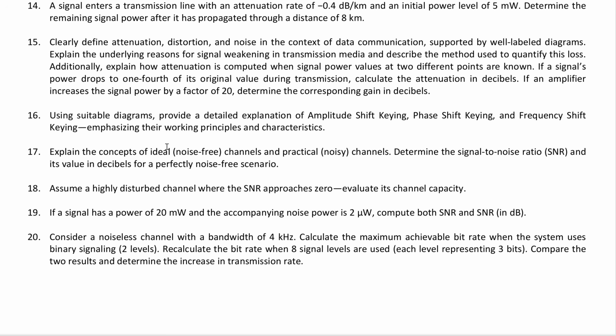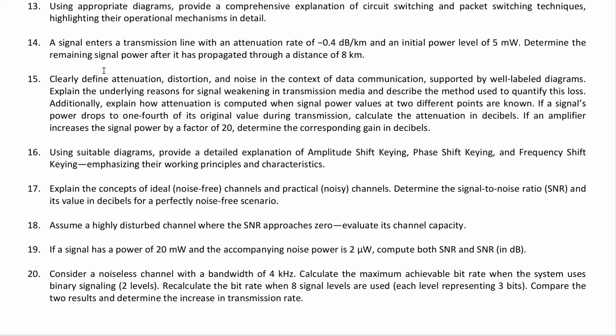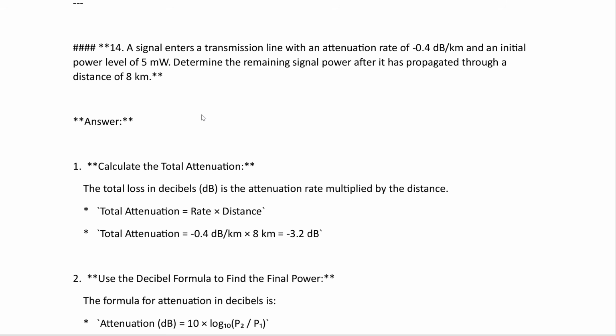Now we come to question number 14. Question number 14 says, a signal enters a transmission line with an attenuation rate of minus 0.4 decibels per kilometer and an initial power level of 5 milliwatts. Determine the remaining signal power after it has propagated to a distance of 8 kilometers, right?